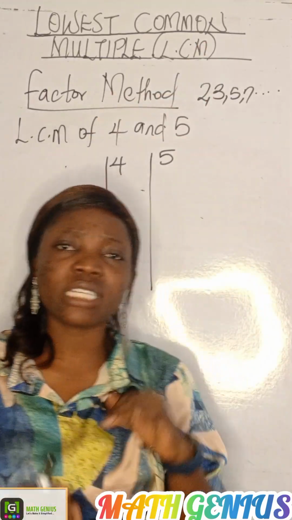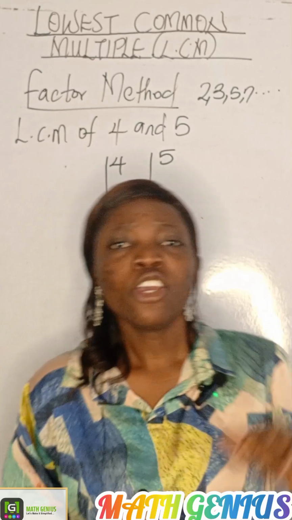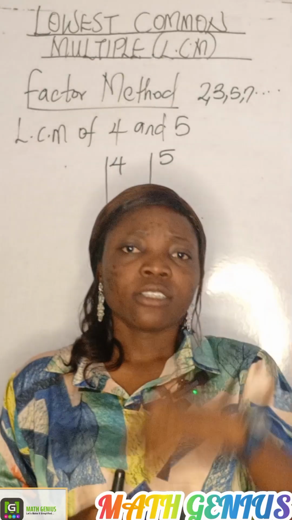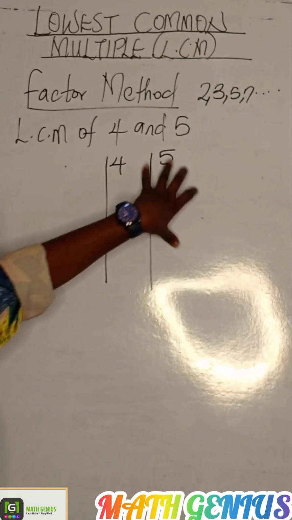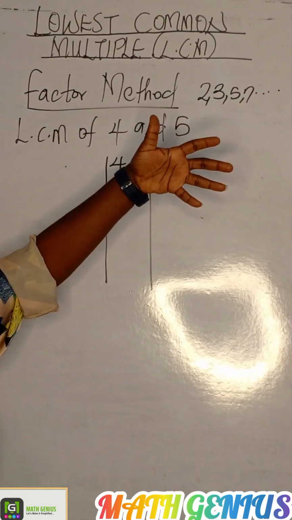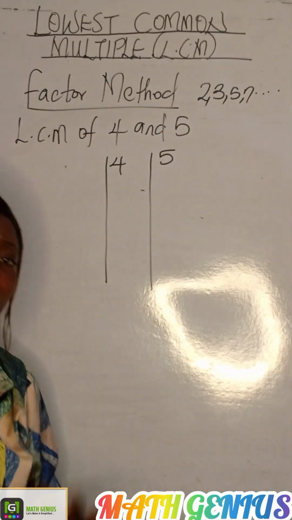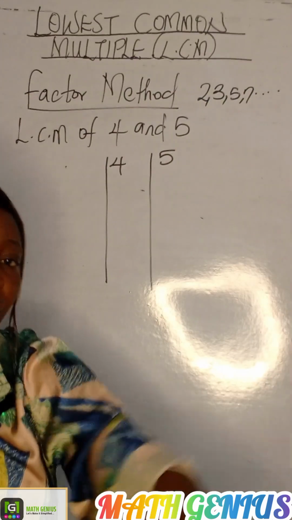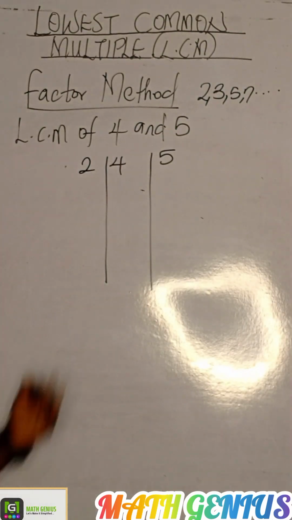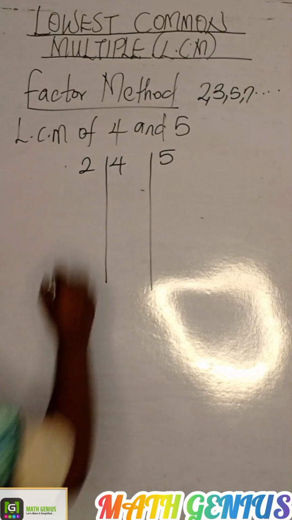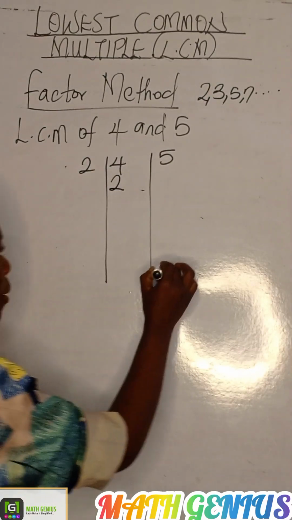I'm saying this because it has to go systematically. You don't just start dividing by 3. You don't just start dividing by 5. You must check the set of numbers that you have now. Can 2 divide any number? If 2 cannot go, then you move to the next prime number, which is 3. So let's start. 2 can divide 4 without leaving a remainder, and it will give us 2.